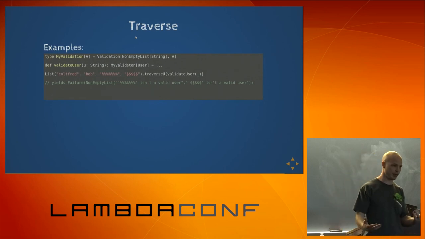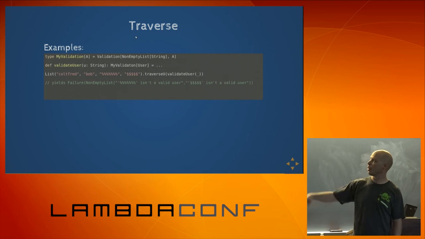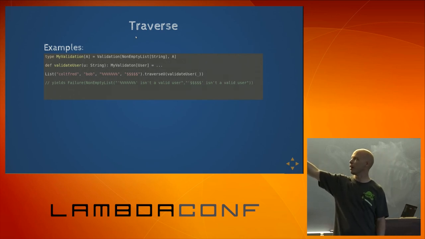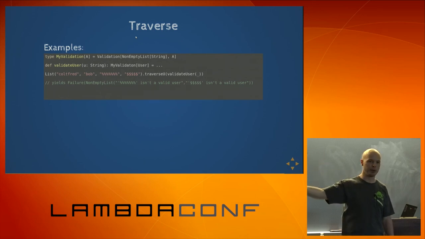Okay, so validation is where this typically comes up. You're validating a list of things, and you want to get back all the failures, or you want to get back the success. So I defined just a type alias, ValidationNel of String, and then I validate user returns a MyValidation of User. So it takes some string and presumably creates some user out of it.